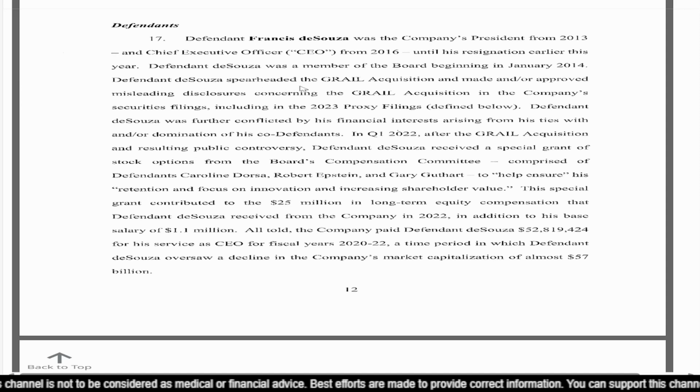Defendant D'Souza spearheaded the Grail acquisition and made and/or approved misleading disclosures concerning the Grail acquisition in the company's securities filings, including in the 2023 proxy findings defined below. Defendant D'Souza was further conflicted by his financial interests arising from his ties with and/or domination of his co-defendants.